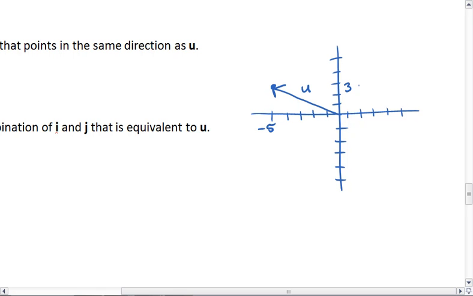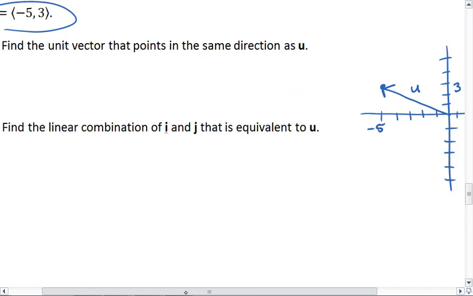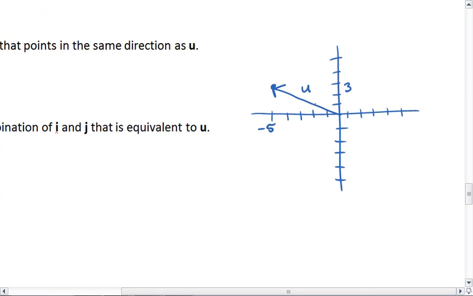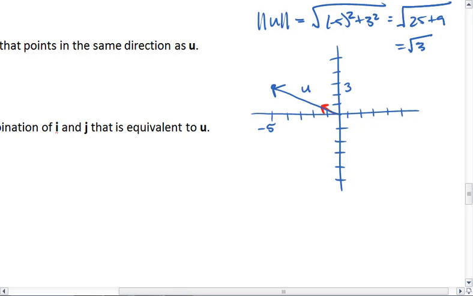Okay. First things first, I want to find the unit vector that points in the same direction. So I want to find some vector that's only a length of 1. I can find how long u is and realize that I can do that with the magnitude. So the magnitude of u is going to be the square root of negative 5 squared plus 3 squared, which gives me the square root of 25 plus 9. That's the square root of 34.